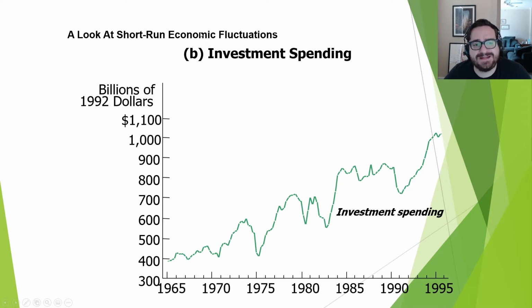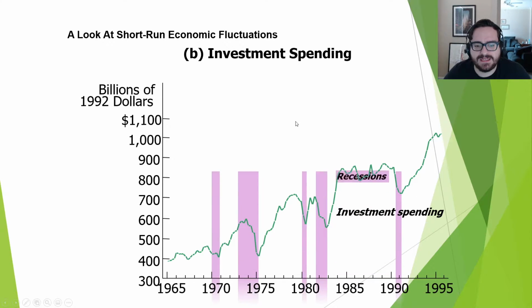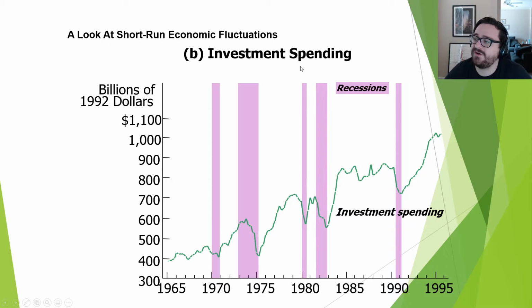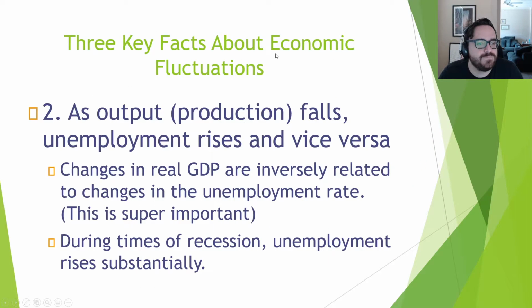This is investment spending over that exact same time period. And as you can see, the recessions are very apparent on this graph as well. The exact same time periods, the exact same time windows. You can see a link where investment spending and real GDP are positively linked. Investment spending is one of the components of GDP, so that's a variable that will have a very obvious linkage. As output falls, unemployment rises, and vice versa.